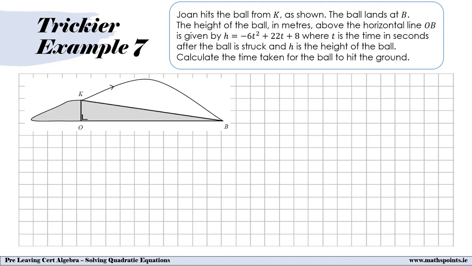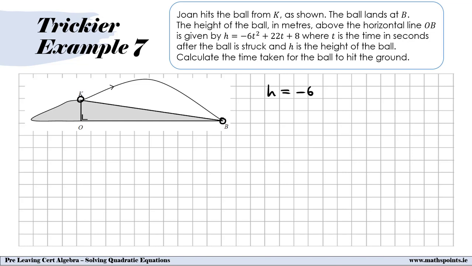So example 7 is an example of a question where solving a quadratic equation can lead to us receiving some practical information. So it's applied to a real life context. A girl, Joan, hits a ball from a point K on the top of a hill, and it lands sometime later at a point B. And we've been given a formula.